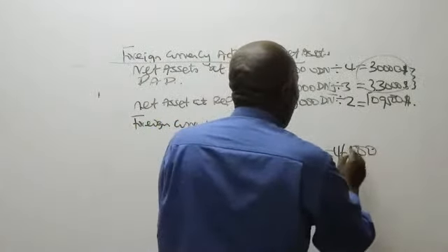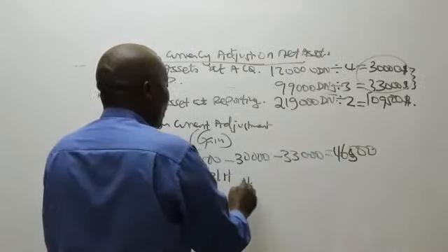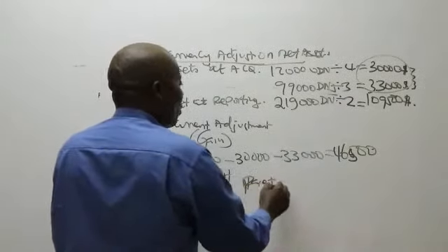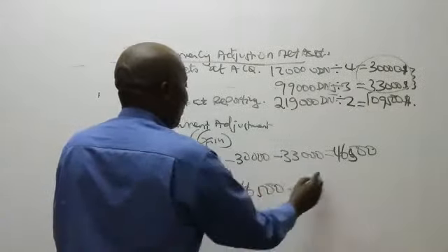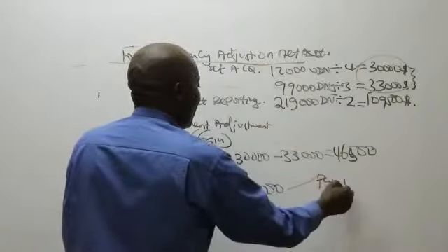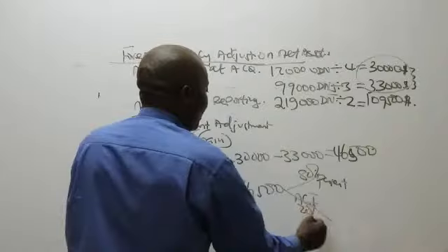Hii unagawia. Unaigawa, you split it. Parent akule kitu yake. So split it 46,500. Parent akule 80%, na NCI akule 20%. You split immediately.